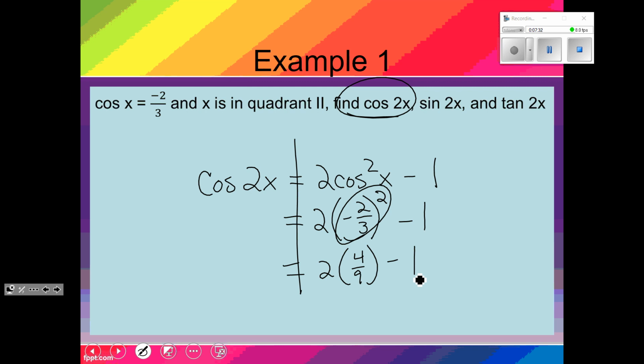You can put this in your calculator, guys, and do math enter. It'll work out for you. If I multiply this, this is going to become 8/9 minus 1. And then I know that is really 9/9 because that's what 1 is. So that's going to end up being negative 1/9. So I know cosine of 2x, if cosine's equal to negative 2/3, the cosine of 2x would equal negative 1/9.